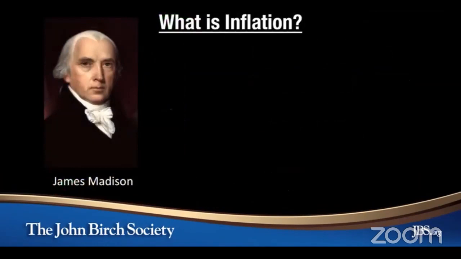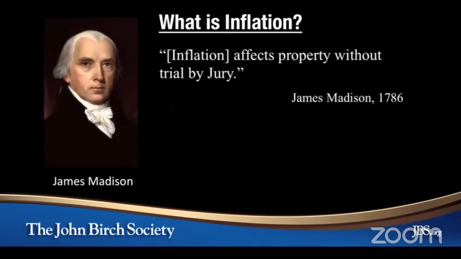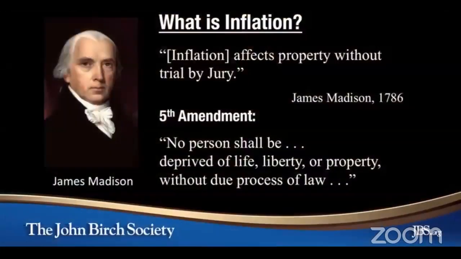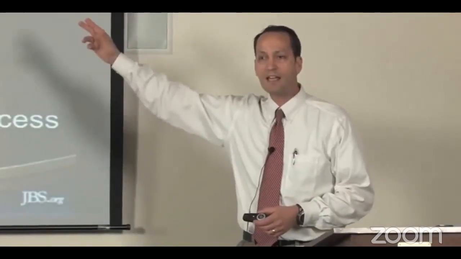Speaking before the Virginia Assembly in 1786, he declared that inflation affects property without trial by jury. Well, that one surprised me. I'd never thought of that before. But when we lose our property through inflation, a few years later, that was protected in the Fifth Amendment that no person shall be deprived of life, liberty, or property without due process of law and trial by jury. What he's saying is that inflation violates the Fifth Amendment by confiscating your property without trial by jury. Astounding. Absolutely brilliant.